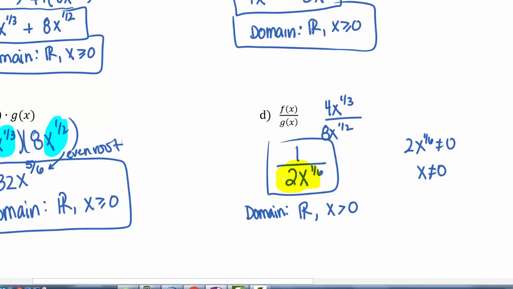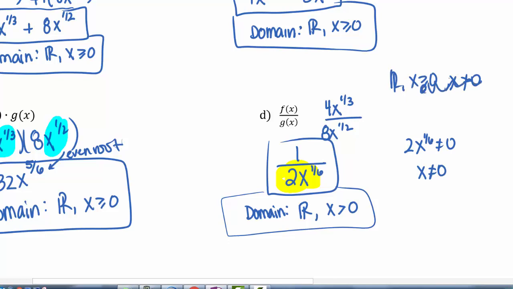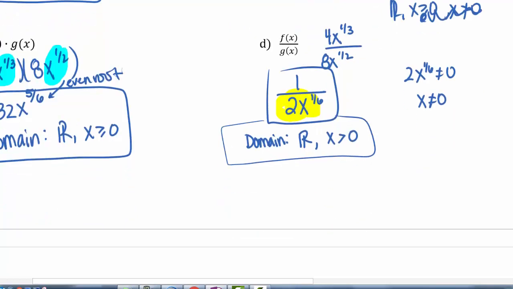So because I made a fraction with f and g, I have to take the denominator into account. And instead of writing all real numbers, x is greater than or equal to 0, x can't equal 0, I don't do that. I take this line away. Okay? So that's where that comes from.